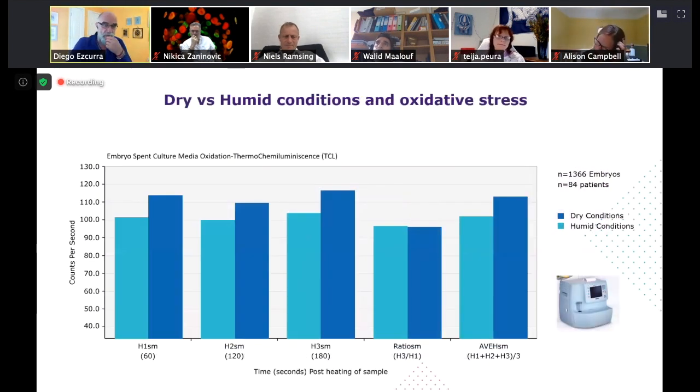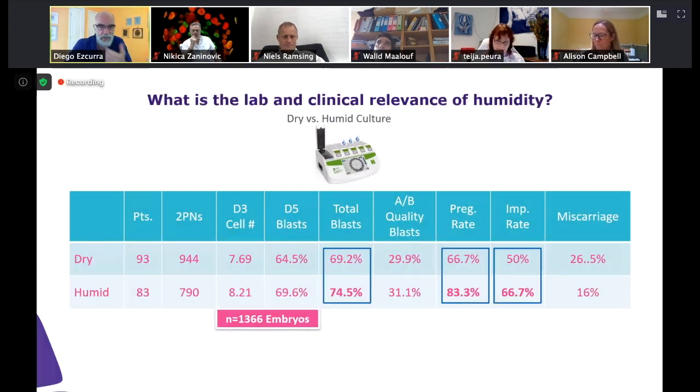And there's a beautiful paper by Gallego in 2018, already published, a final one, where they show that if you have a dry environment, you have more oxidative stress. That's it. End of the story. And that will impact, as shown by Carmela Albert, the implantation and the pregnancy rate.